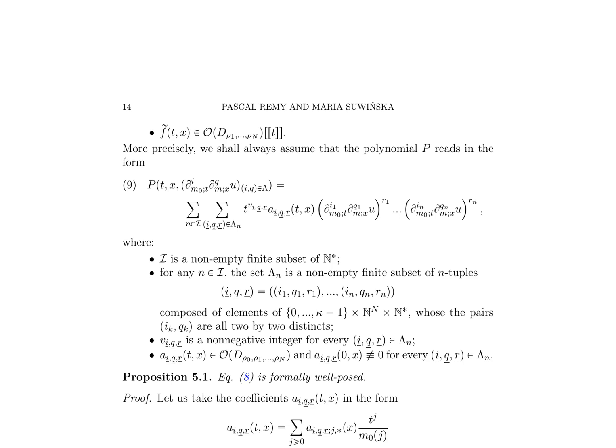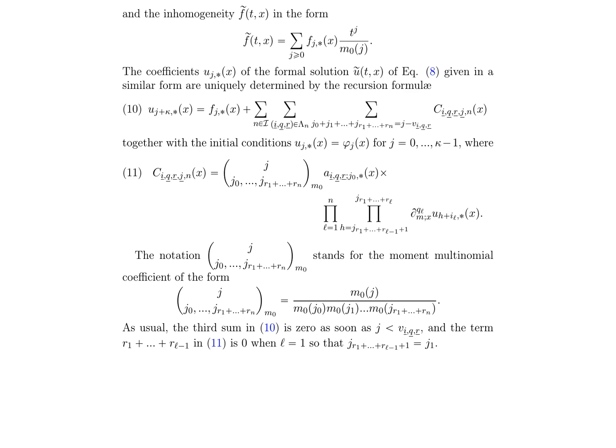The coefficients u_{j,p}(x) of the formal solution u(t,x) are uniquely determined by the recursion formulae 10, which incorporate the initial conditions u_{j,p}(x) equals φ_j(x) for j equals 0 to κ-1. The recursion formulae 10 are derived from the Taylor series expansions of a_{q,r,p}(t,x) and f(t,x), and involve the coefficients c_{q,r,j,n}(x), defined in equation 11.